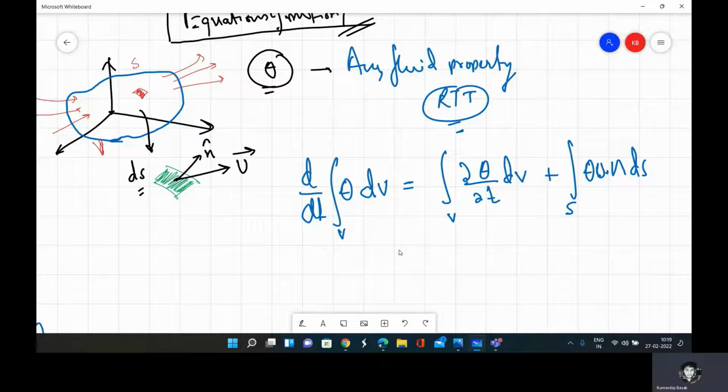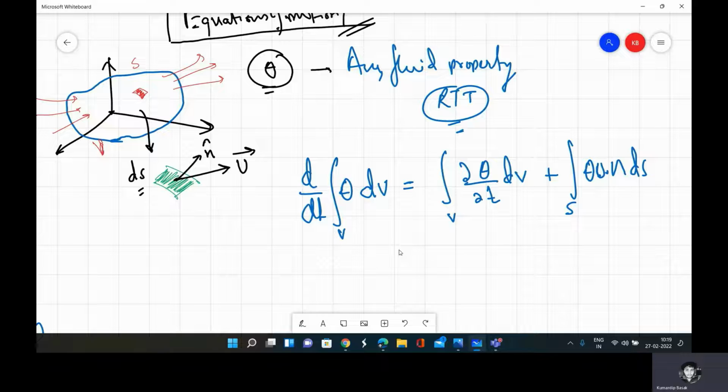So this is the mathematical part. Let's understand the physical part of it. What is the rate of change of a property in a volume? Number one, this is a flow property. So something is going in, something is going out of that control volume, because that is fixed in space. That is not moving, that is fixed in space. So something is going in, something is going out, that can be any property. That property is considered as theta. Fluid is going at velocity u.